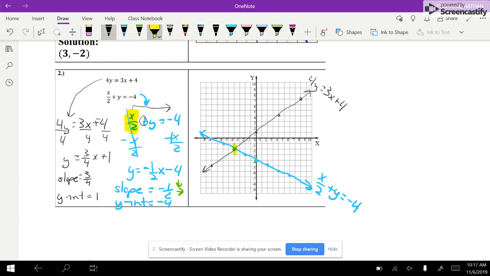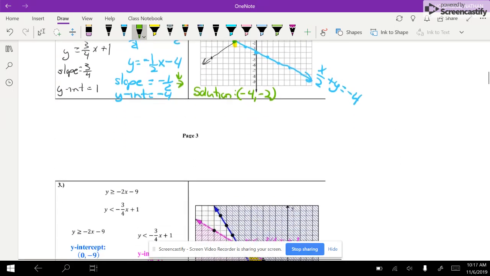Okay, so I'm going to come down here at the bottom, and I'm going to say, okay, the solution to this system is going to be at the point (-4, -2). It's a point. It's an xy coordinate that works in both equations. Okay? All right, let's move on.